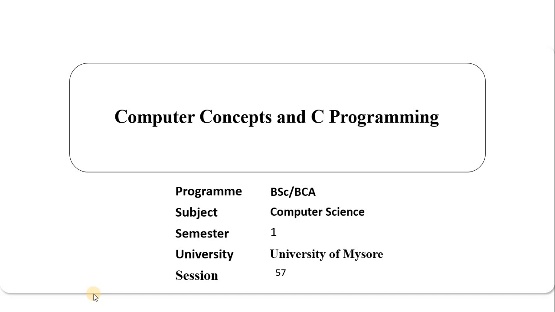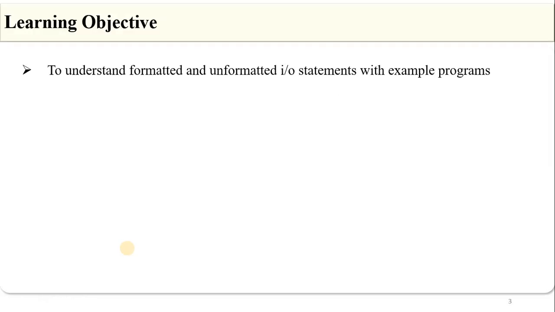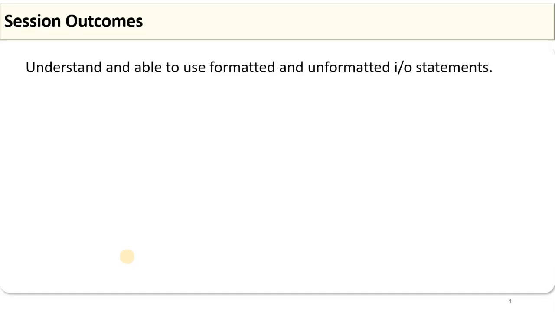Hello students, welcome. In this session, we're going to see formatted and unformatted input-output statements with few example programs. Learning objective is to understand formatted and unformatted input-output operations with few example programs. Session outcome, you should be able to understand and able to use formatted and unformatted IO statements. Prerequisites, you should have learned first 3 units.